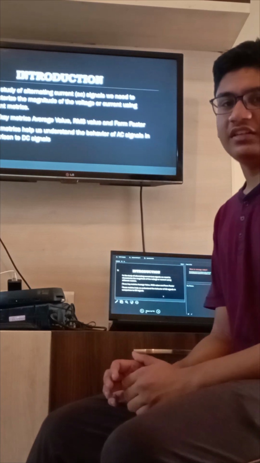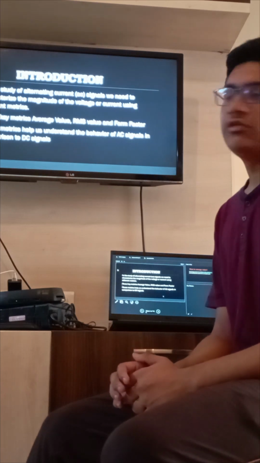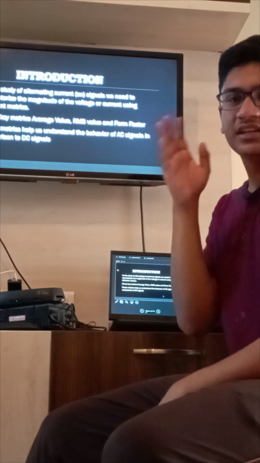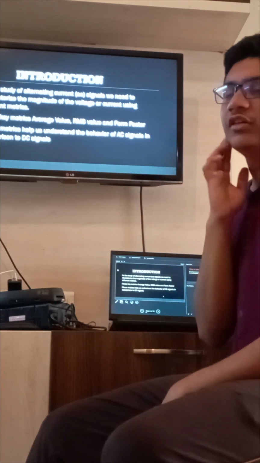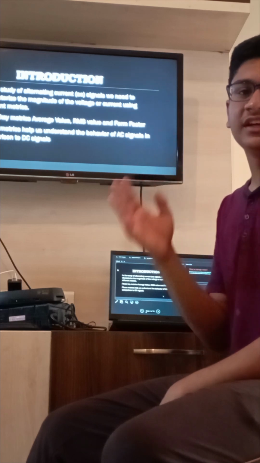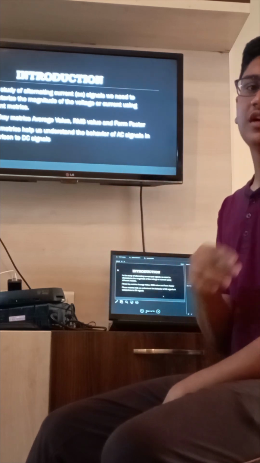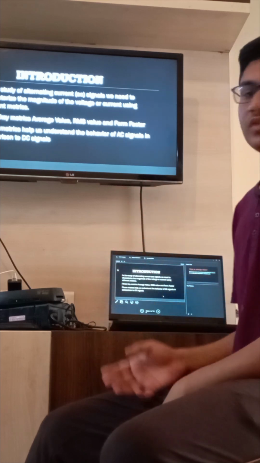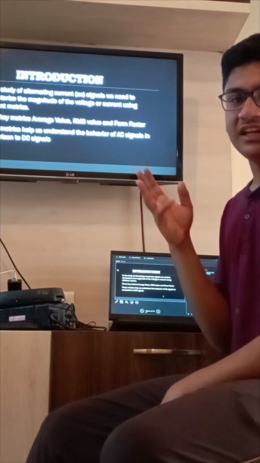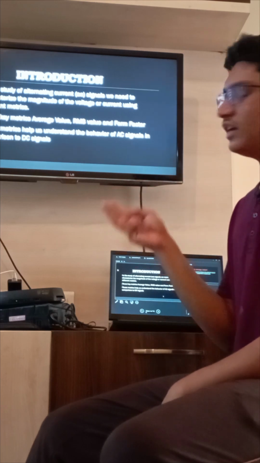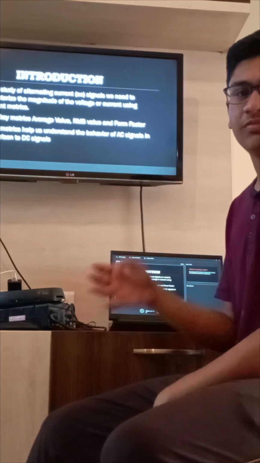In the study of AC signals, to characterize the magnitude of the voltage and the current, we need different metrics. Three of these metrics are average value, RMS value and form factor. These three metrics help us to differentiate between AC signals and DC signals in terms of behavior.